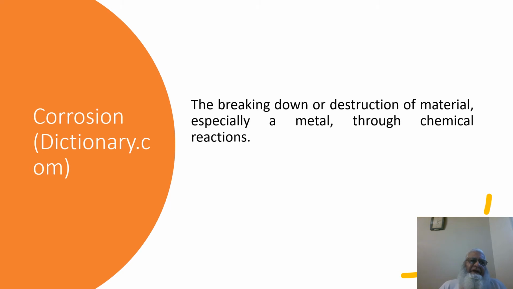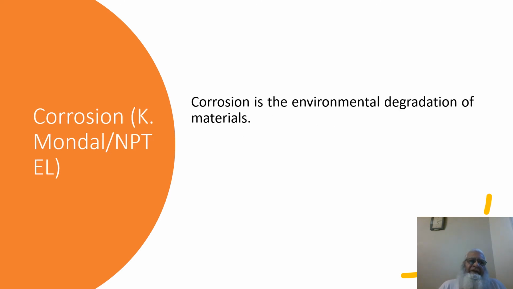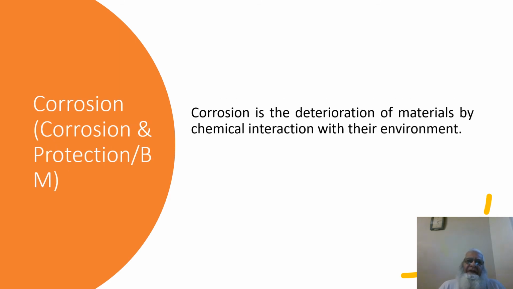This definition is taken from dictionary.com, which states corrosion is the breaking down or destruction of material, especially a metal, through chemical reactions. This definition is taken from K. Mondol, which states that corrosion is the environmental degradation of materials. This definition is taken from Corrosion and Protection, which states corrosion is the deterioration of materials by chemical interaction with their environment.